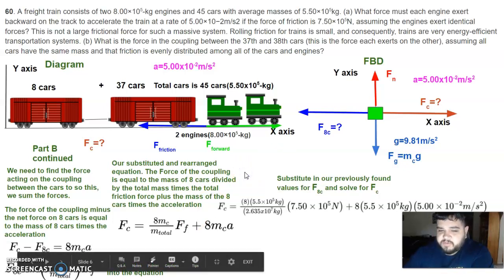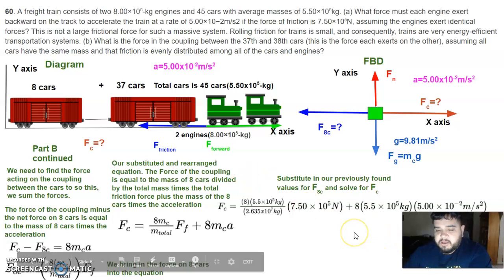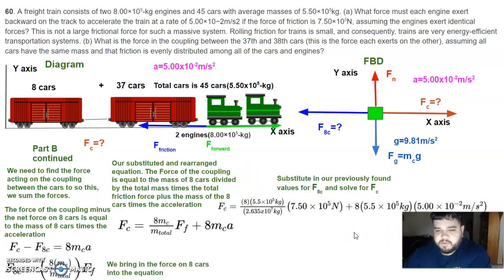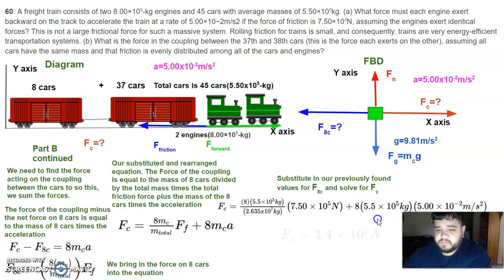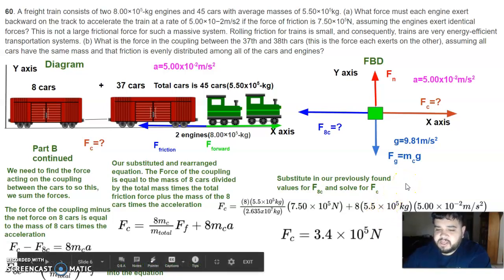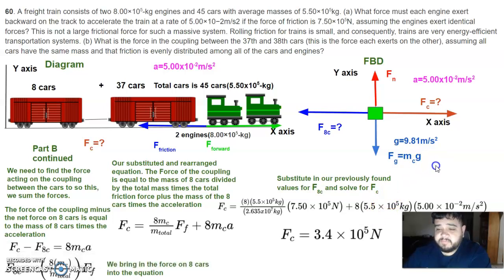And if we substitute our previously obtained values, we plug in all the numbers we have from the problem: 8 times 5.5 times 10 to the 5th kilograms over the total mass, times the total friction force on the system, which was given in the problem. And then we're summing the forces, plus 8 times 5.5 times 10 to the 5th kilograms times the acceleration. And the force on the coupling is 3.4 times 10 to the 5th newtons.